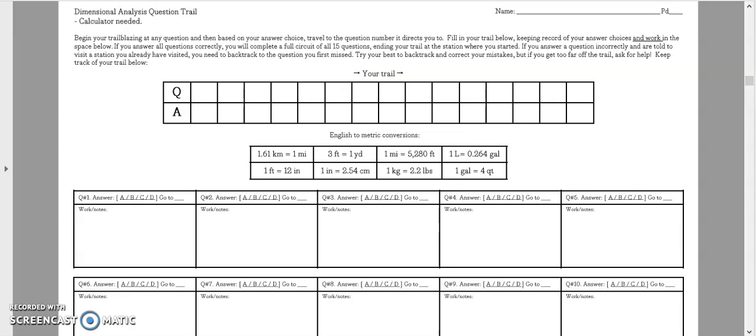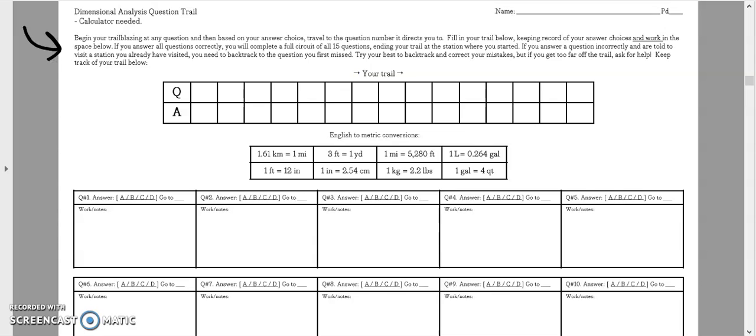I just want to do a quick review of how you're going to go about this activity. There are instructions on this sheet, so you do have some guidance. I'll read it to you: you're going to begin your blazing trail at any question. You are not all going to start on question number 1. There is no reason to be waiting forever in line. So pick a question and start there.